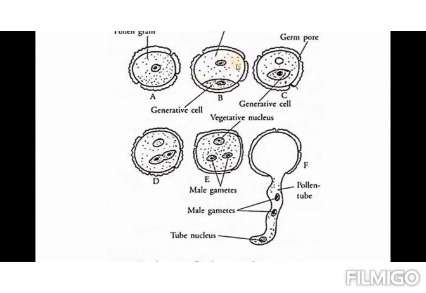Now come to the C diagram. Now this generative cell, which is the smaller one, will be embedded, will float in the cytoplasm of the vegetative cell. The bigger one is the vegetative cell and the smaller one is called the generative cell. And these are the germ pores.